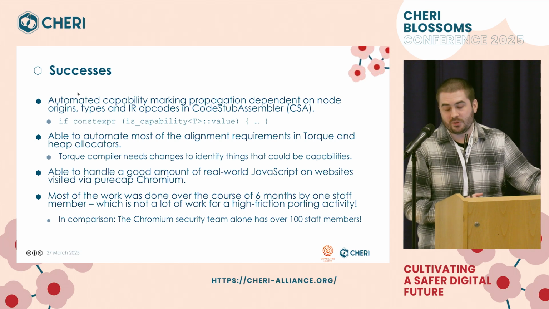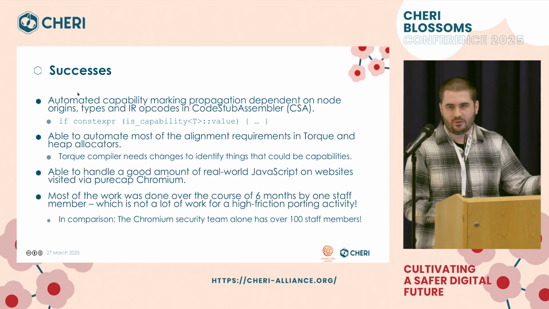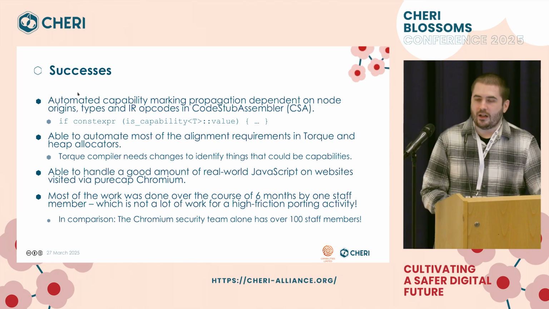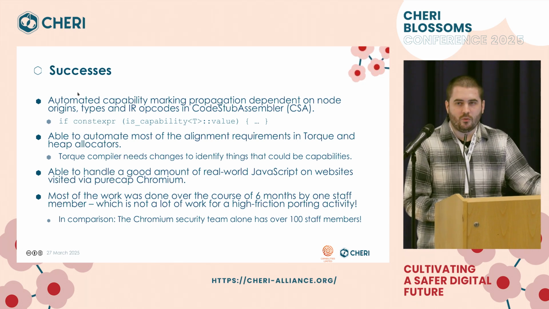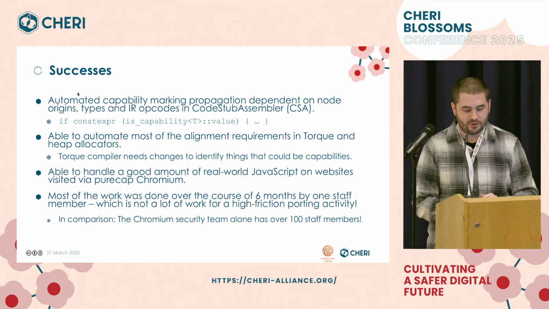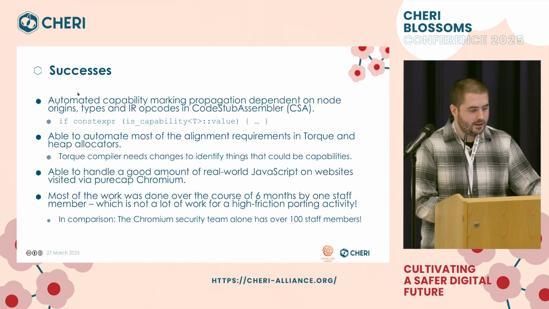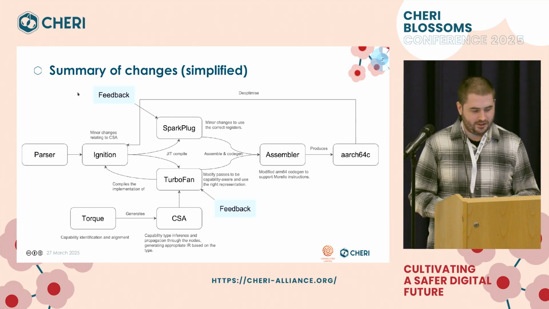And most of the work was done over the past roughly 6 months with one staff year, or one staff member rather, which is really not a lot of work when you consider that V8 is pretty large and has all of these things. In comparison, the Chromium security team has over 100 staff members just for security things. So what does this look like?